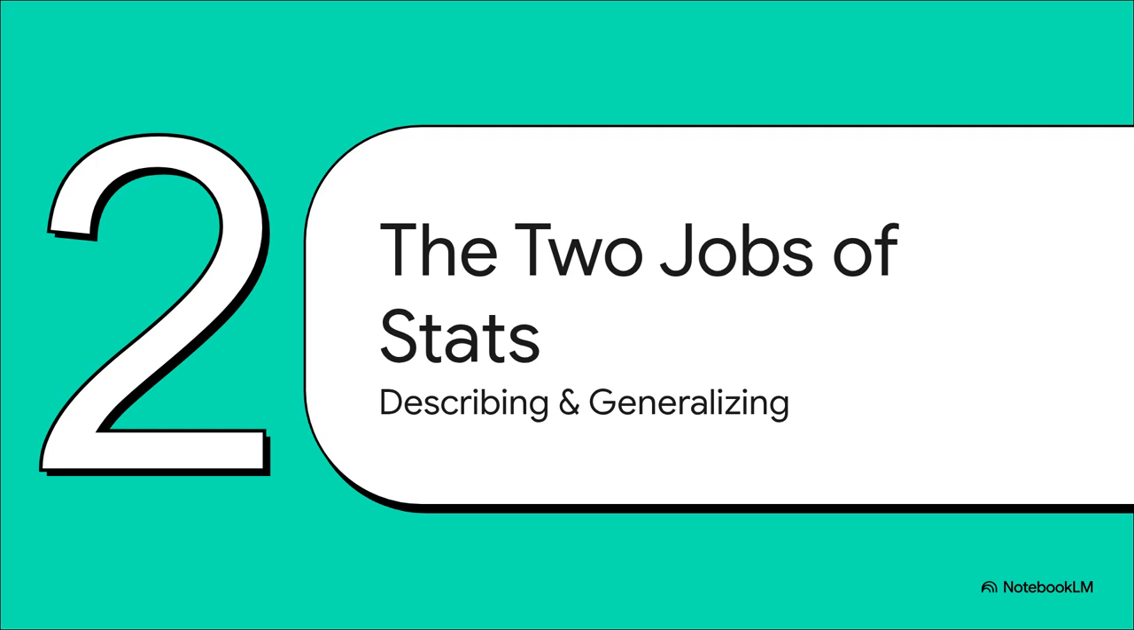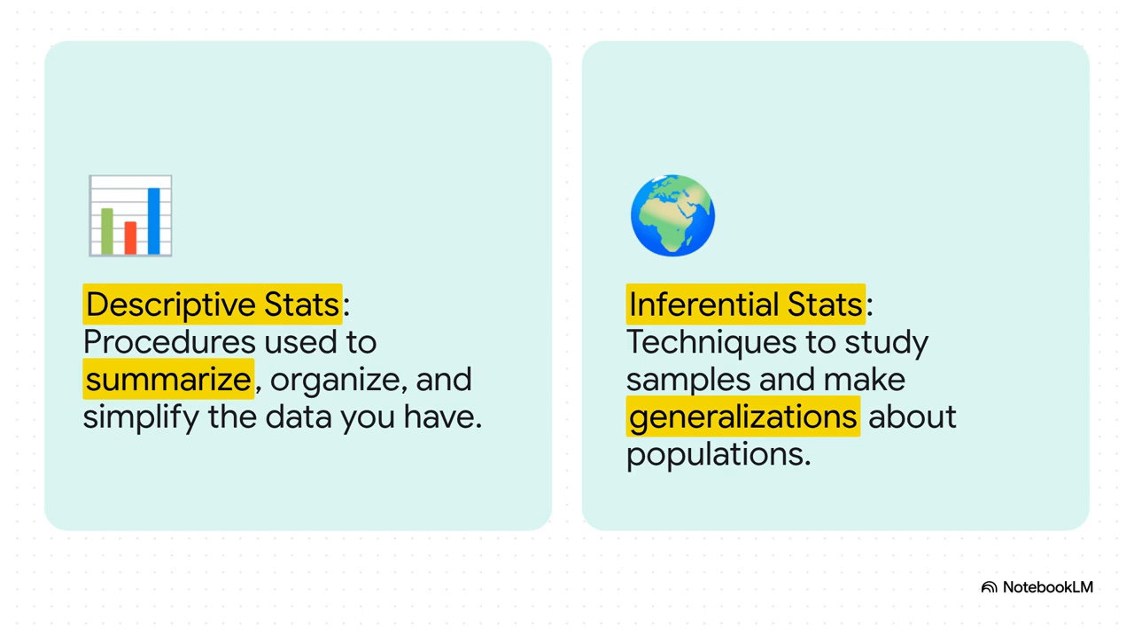Well, this is where statistics comes in, and it really has two main jobs: describing what you found and then trying to generalize from it. And this breaks down into two big categories. On one hand, you have descriptive statistics. This is pretty straightforward. It's just describing the data you have, summarizing it, organizing it, making it simple, like calculating the average test score for those 75 boys in your sample.